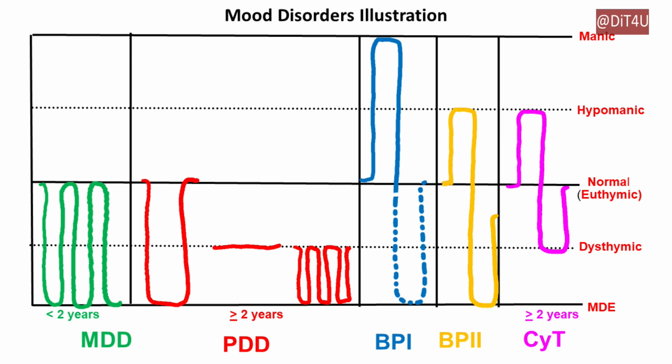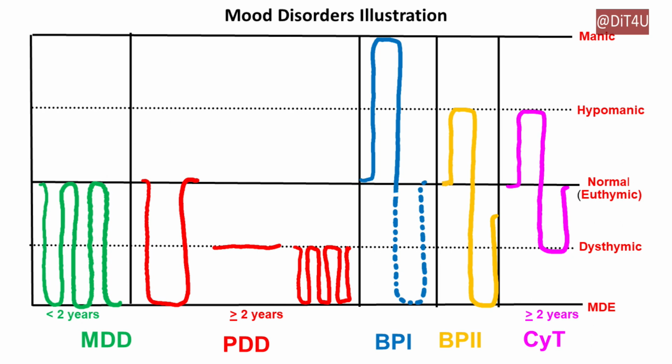All of these are more than 2 years. That's why it's PDD. Or it could only be dysthymia, but lasting for more than 2 years. Therefore, it is PDD. Or it could be alternating dysthymia and depression, and each of these episodes, or the overall episode, is more than 2 years. Therefore, it is PDD, the 3 types of PDD. In bipolar 1 disorder, the mood goes from normal to manic, the highest level.